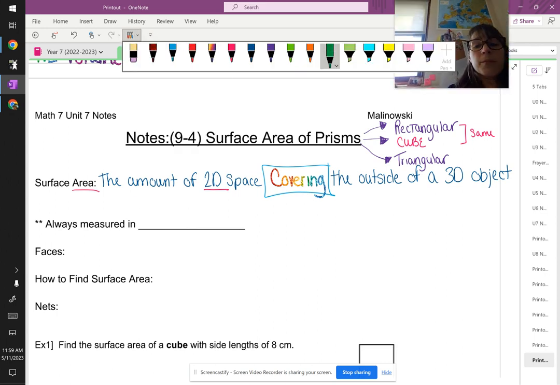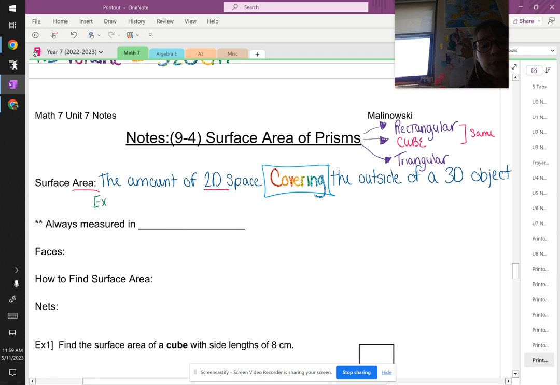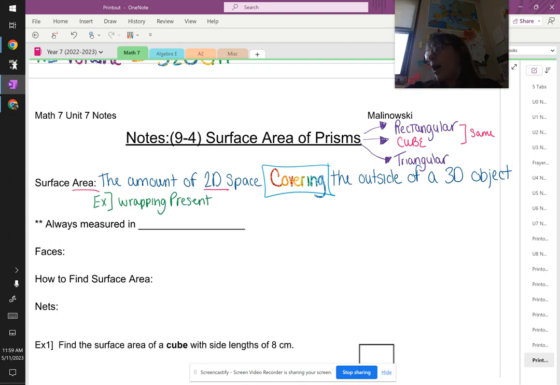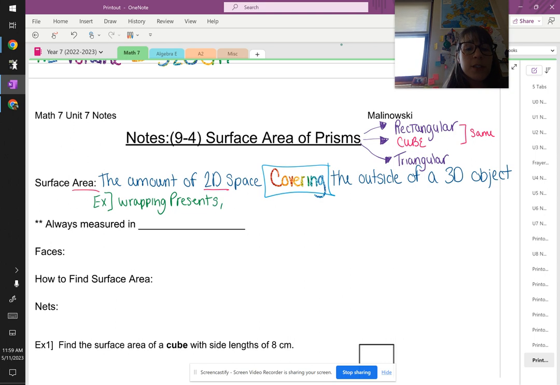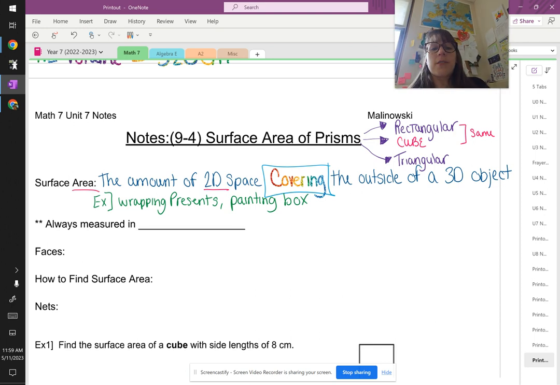So some examples that you're probably familiar with from your real life would be those things that you put under the tree around Christmas time, right? Wrapping presents. You're taking a box of some sort and you are covering it with wrapping paper to wrap it. Wrapping presents, or painting things, like painting a jewelry box, whatever kind of thing.